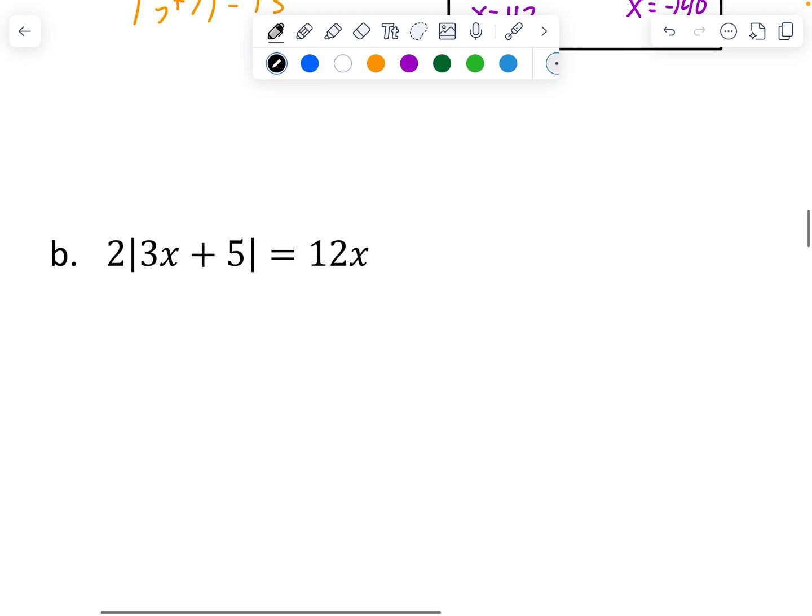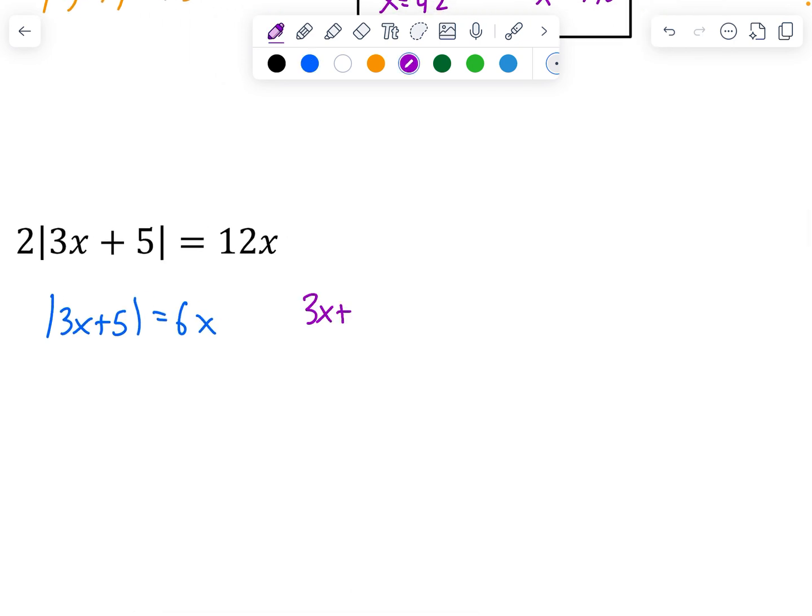Okay, on this one, same idea. Get rid of the 2 right here. So you have absolute value of 3x plus 5 equals 6x. Now we can set up our two cases. We have 3x plus 5 equals 6x. And we have 3x plus 5 equals negative 6x. Subtract 5 and you get 3x, or sorry, don't subtract 5, subtract 3x, and you get 5 equals 3x. And so x equals 5/3.